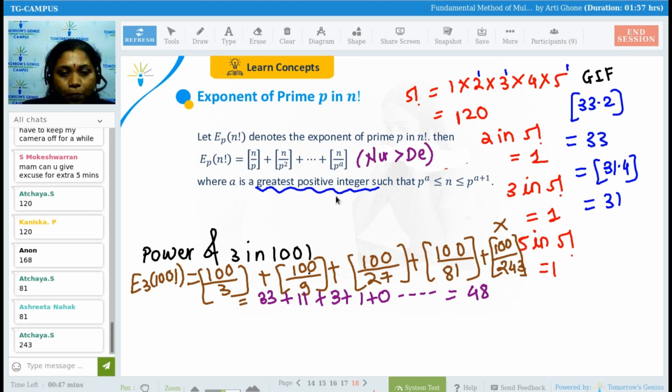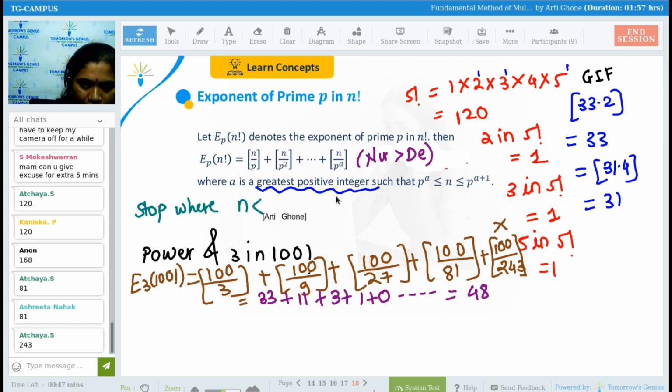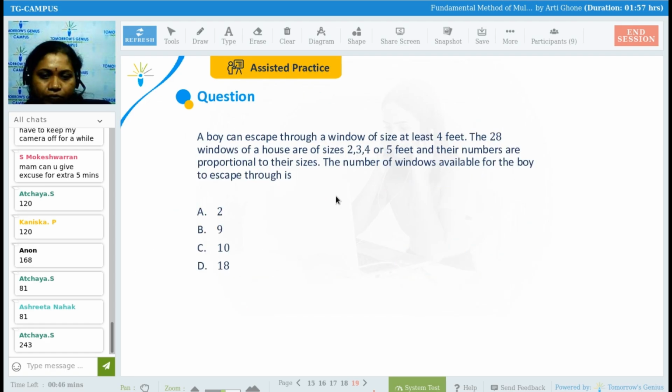Clear? So the power of 3 in 100 factorial is maximum up to 3 raised to power 48. Getting clear? What is the power of exponent in 100 factorial? 48. Clear? This is the formula and how to apply it. Clear? Okay. Now let's proceed with the JEE questions. So stop. This is a note down thing, that stop where n is less than p raised to power alpha. Clear? Stop where n is less than p raised to power alpha.